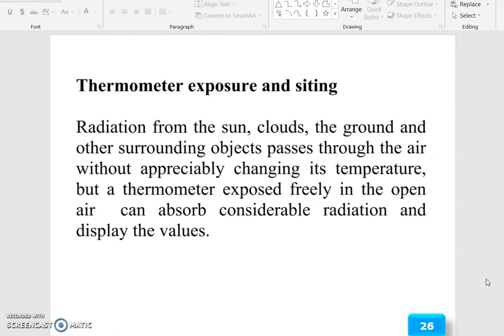Thermometer exposure and setting. Radiation from the sun, clouds, the ground and other surrounding objects passes through the air without appreciably changing its temperature, but a thermometer exposed freely in the open air can absorb considerable radiation and display incorrect values.